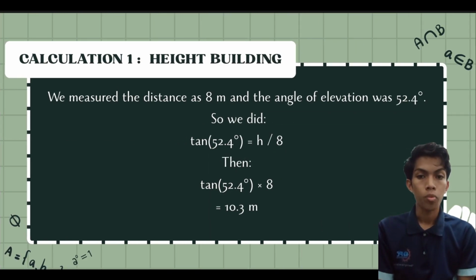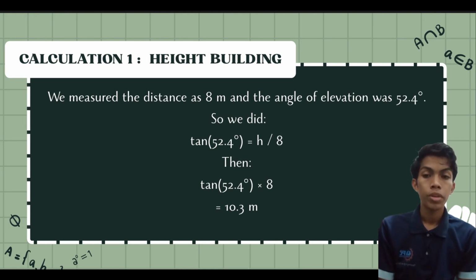Calculation for activity 1. In this activity, we stood 8 meters away from the building and measured an angle of elevation of 52.4 degrees. Using our formula, we calculate the tangent of 52.4 degrees multiplied by 8, which equals 10.3 meters. So the estimated height of the building is 10.3 meters, including the observer height.